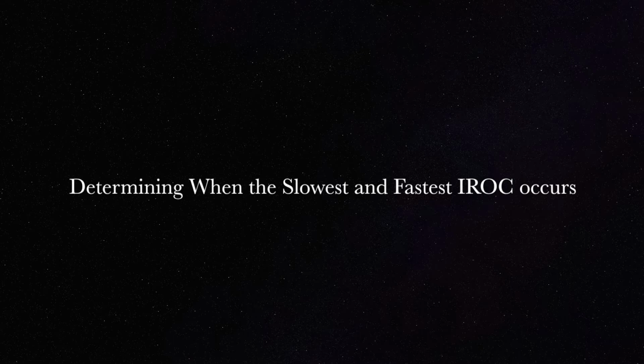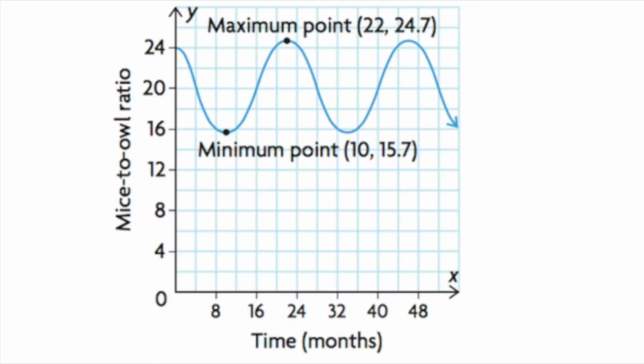The next part of the question wants us to determine when the ratio of mice per owl has its fastest and slowest instantaneous rates of change. We will start off by finding the slowest instantaneous rates of change. First, when starting off and finding the slowest instantaneous rate of change, you must think logically. Finding the instantaneous rate of change is the same thing as finding the slope of the tangent line.